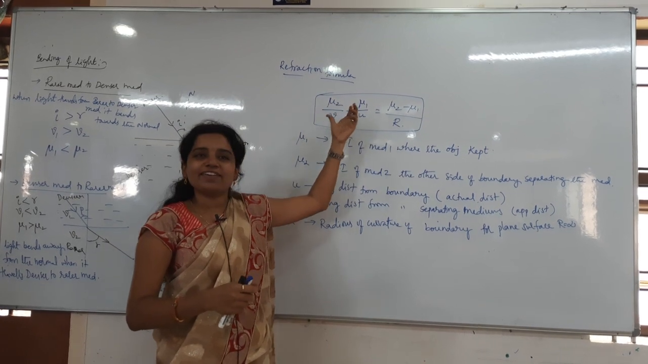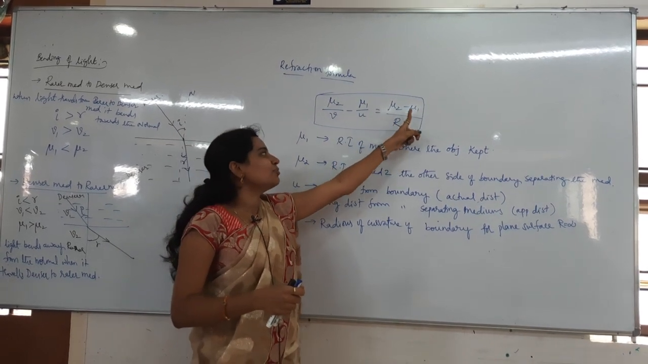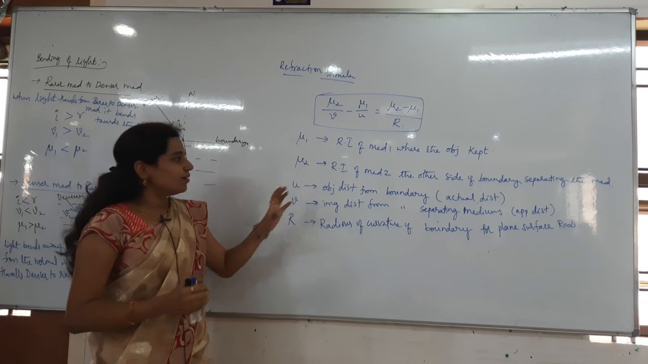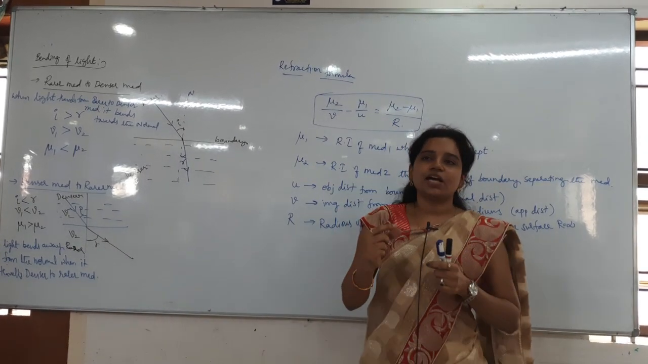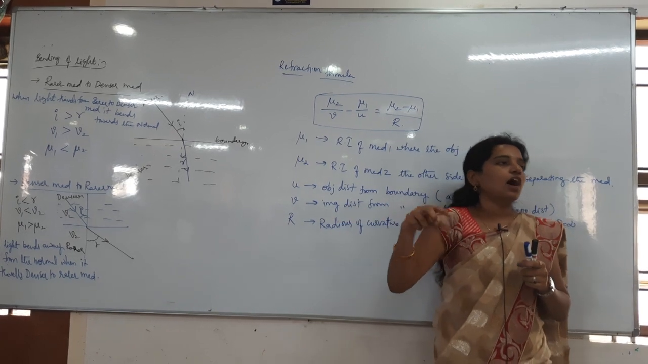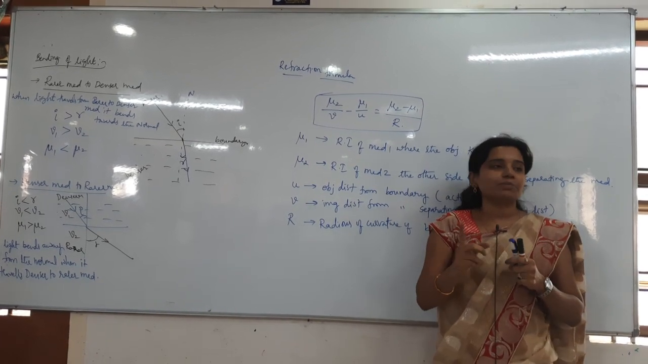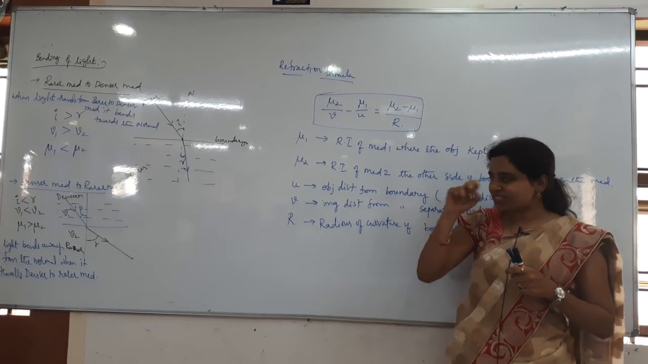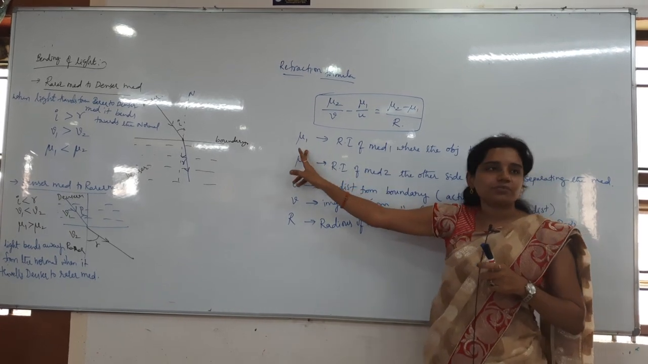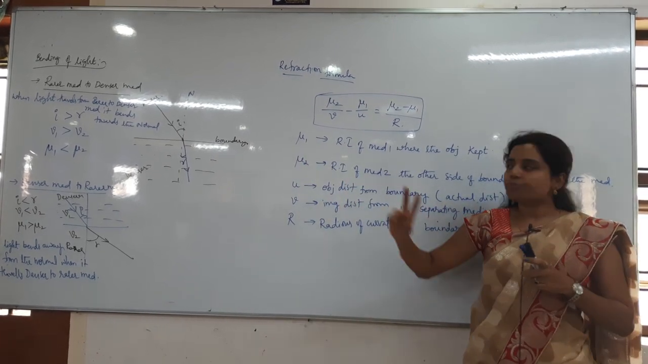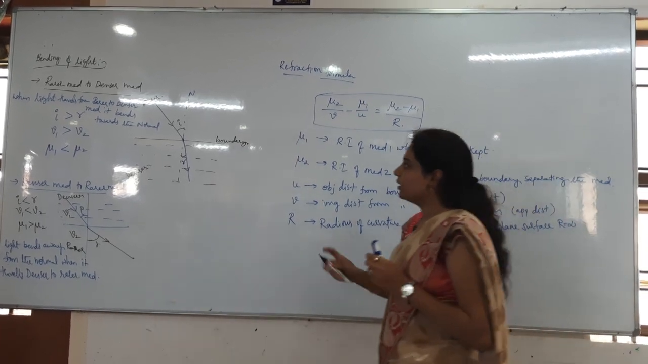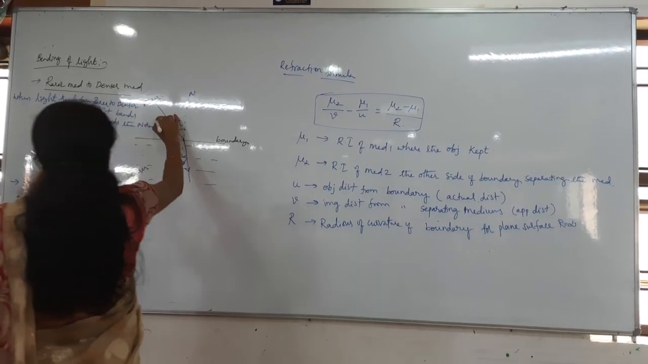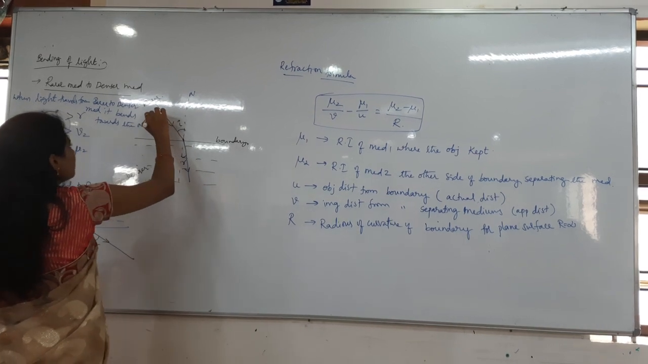So mu2/v minus mu1/u is equal to (mu2 minus mu1)/R. In the curved surfaces, actually refraction through the curved surfaces, at that time mu1 indicates the object medium and mu2 indicates the image medium. But now you just assume that mu1 is the first medium where the object is placed, and mu2 is the other side of the boundary. For example, if I kept the object in the rarer medium, this is mu1.